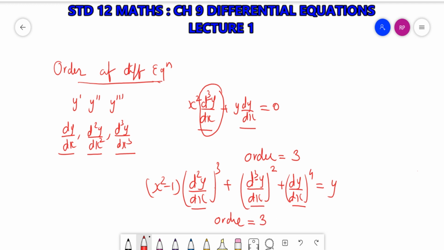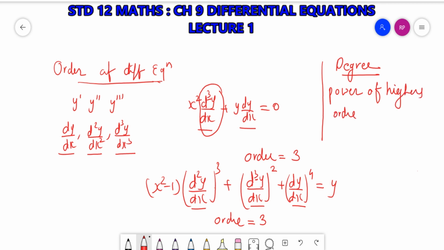Now the next is degree. What is degree? In that equation, the power of the highest order derivative is called the degree. If I take equation 1, which is the highest order derivative? The circled one. What is its power? No power is given, that means the power is 1. So in this case, the degree is equal to 1.